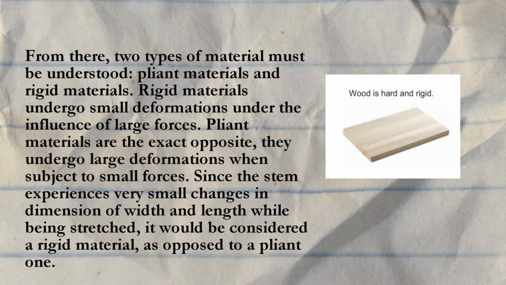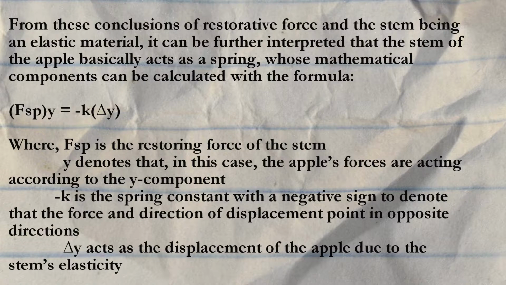Rigid materials undergo small deformations under the influence of large forces. Pliant materials are the exact opposite. They undergo large deformations when subject to small forces. Since the stem experiences very small changes in dimension of width and length while being stretched, it would be considered a rigid material, as opposed to a pliant one. From these conclusions of a restorative force on the stem being an elastic material, it can be further interpreted that the stem of the apple basically acts as a spring.